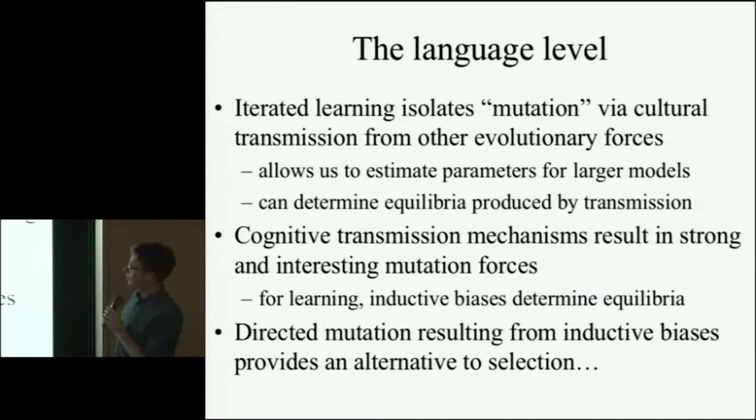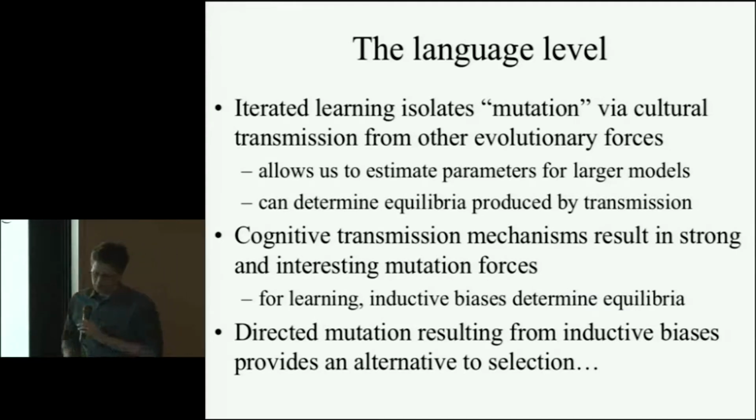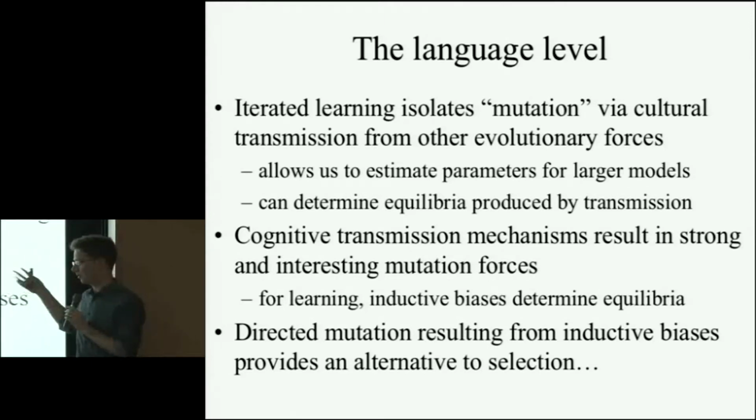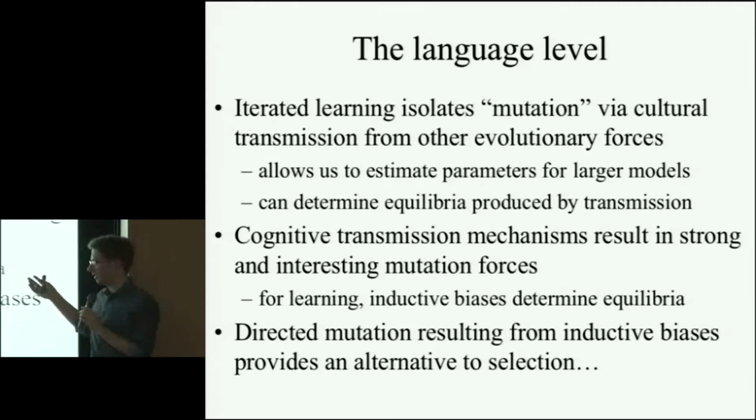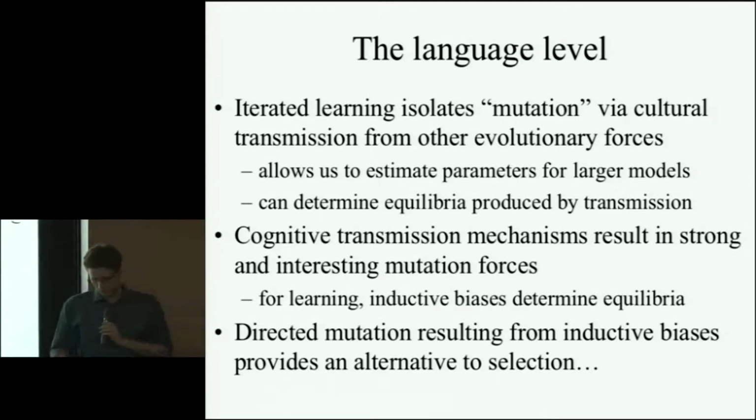Okay, so to sum up this part of the talk, iterated learning gives us a way of isolating forces like mutation via cultural transmission from other evolutionary forces. We can use this as a mechanism for estimating the parameters that we want to plug into more complicated models, but we can also determine the equilibria which are produced by these transmission processes. These transmission mechanisms are actually things that result in strong and interesting mutation forces. So unlike the biological case, we're getting out things which are sort of interesting structured equilibria as a consequence of the inductive biases of our learners. And in these cases, it seems like the kind of directed mutation that's produced by those inductive biases could provide an alternative to selection for explaining certain aspects of linguistic universals.